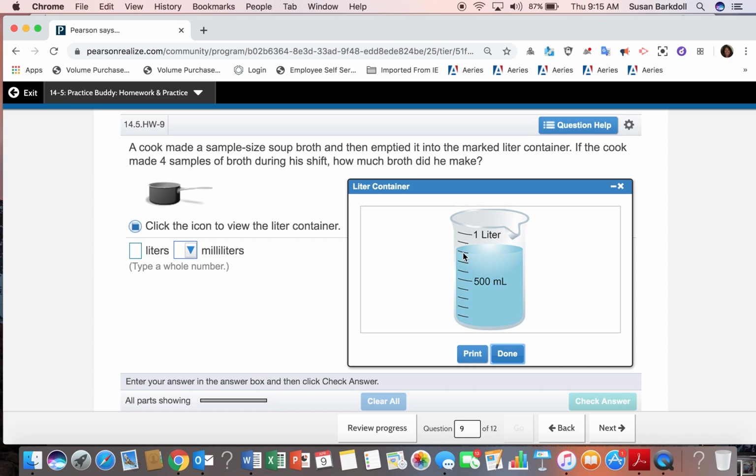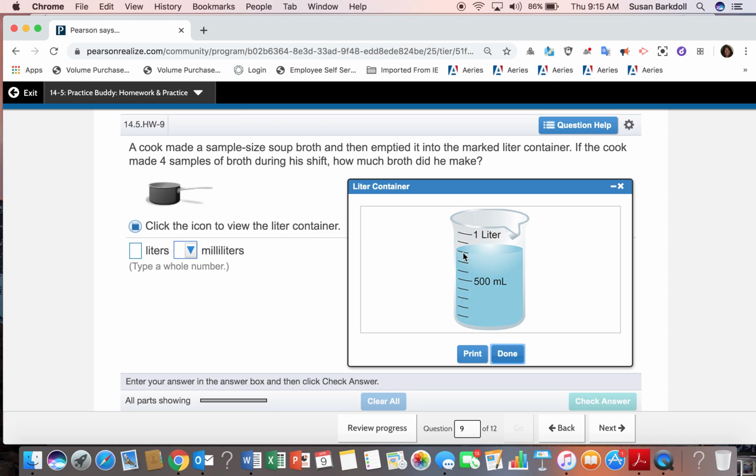Now I could do the easy way, the way that I taught many of your parents, and say 800 times 4. 4 times 0 is 0, 4 times 0 is 0, 4 times 8 is 32. Then the next way to do it would be to say 800 plus 800 plus 800 plus 800. That is 3,200. So we know that there is 3,200 milliliters.